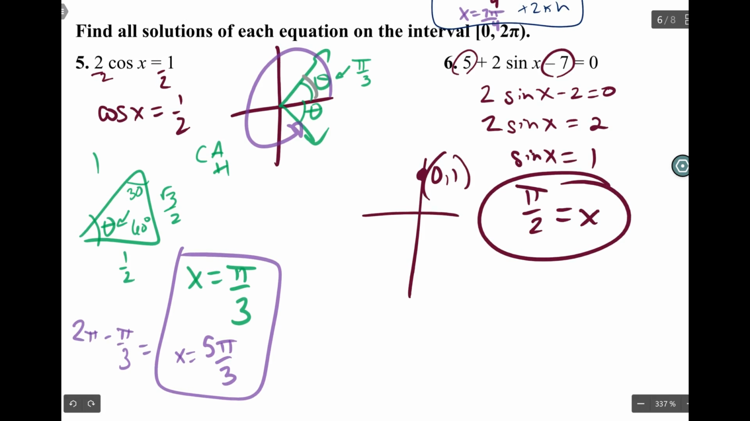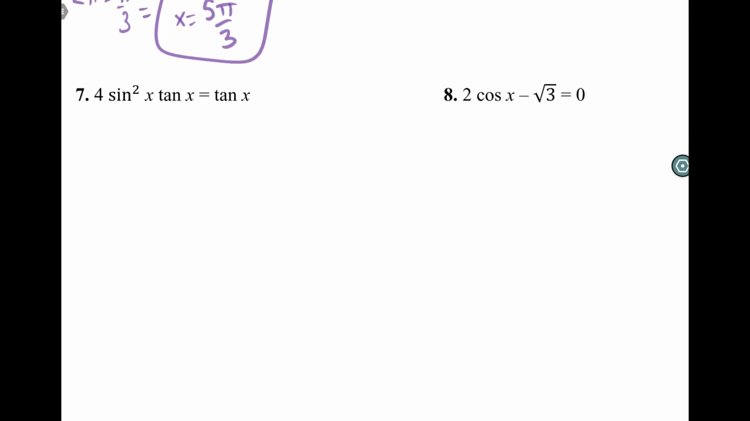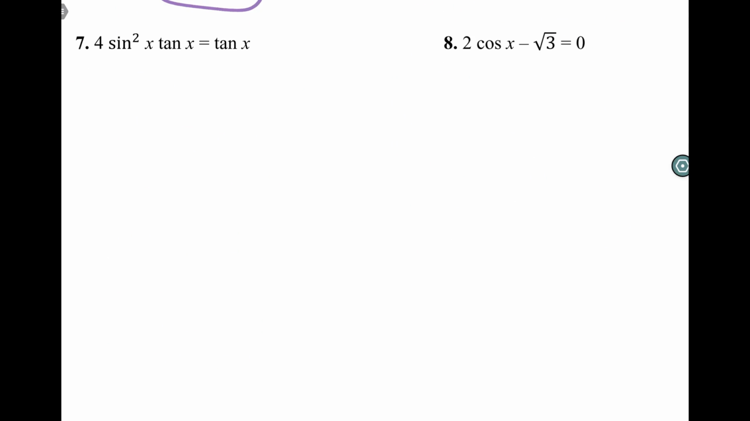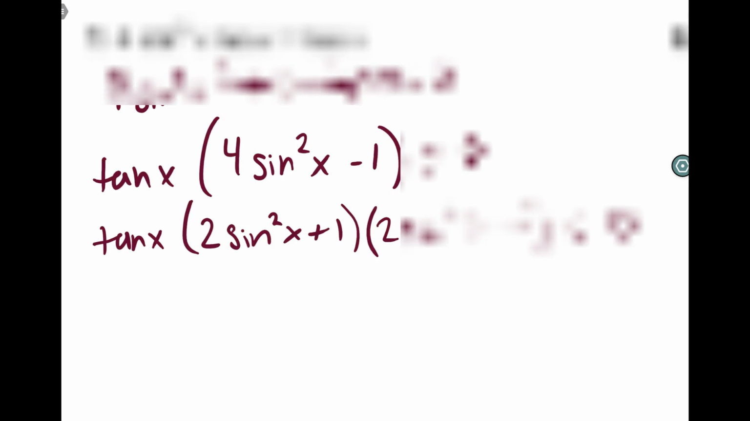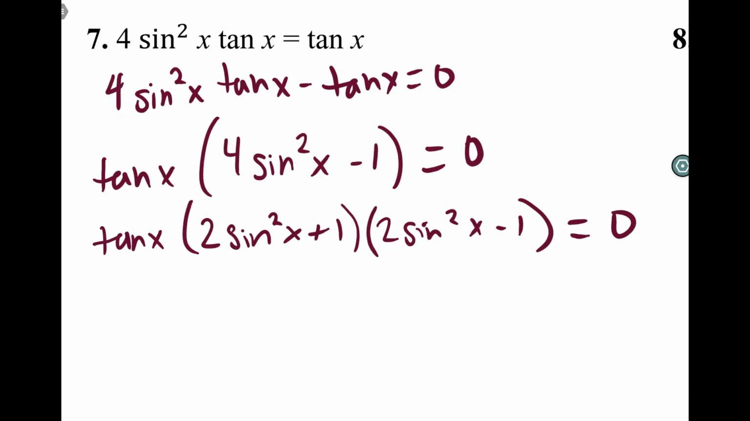We only have to solve between 0 and 2 pi. Number 7: 4 sine squared x, tan x equals tan x. Alright, so I want you to pause the video, try to solve this one, and then we'll go over it together. So right away, let me subtract tangent from both sides so I can get zero on the left side.